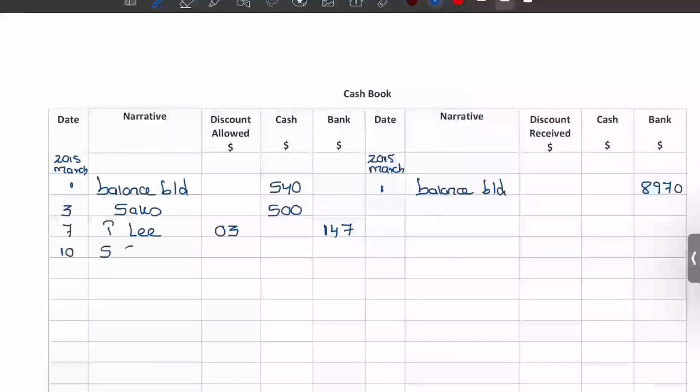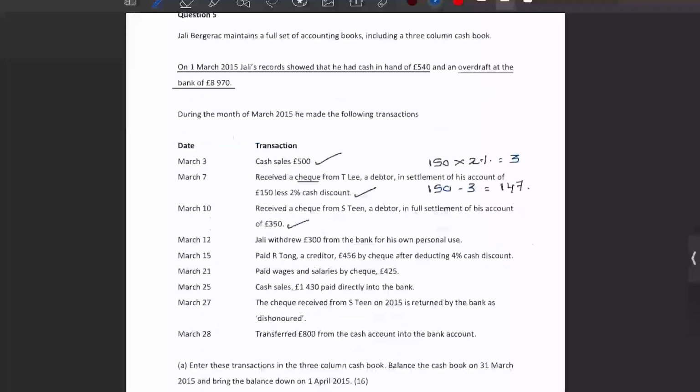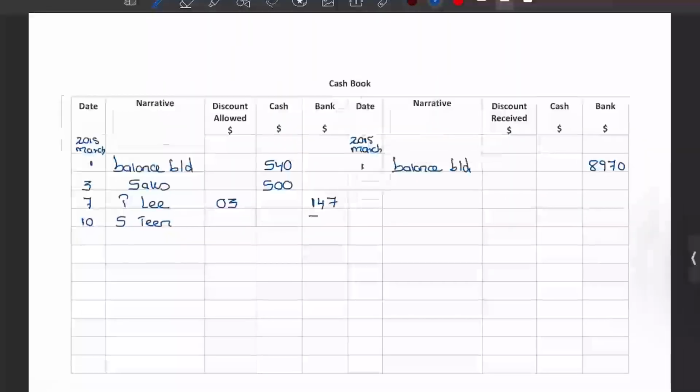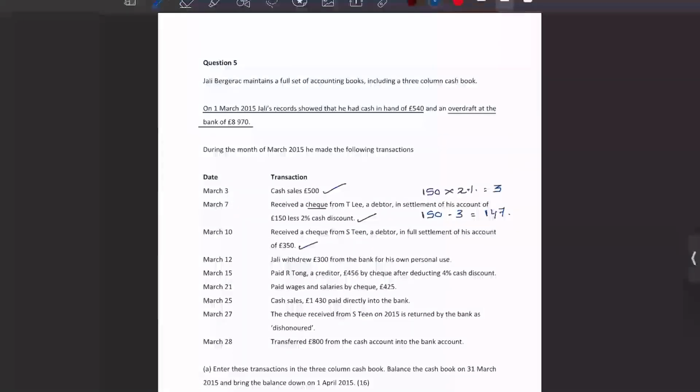So write Esteem. And how much is the money increasing in your bank account? A check meaning bank, 350. So you can enter 350 over here. Money in your bank account will increase by 350. Hope that is clear. Now look at the next transaction given to you.